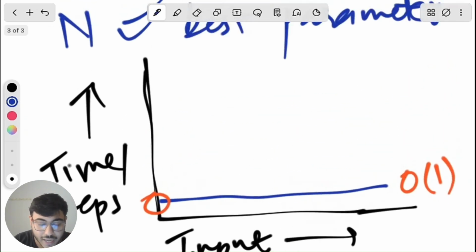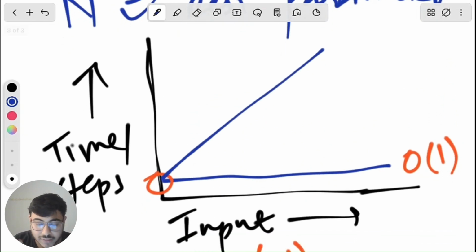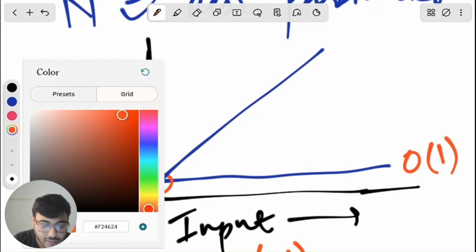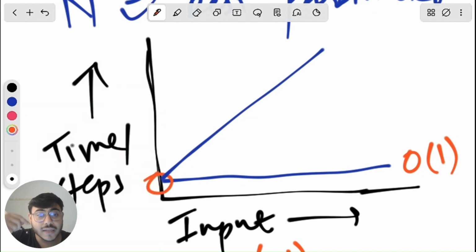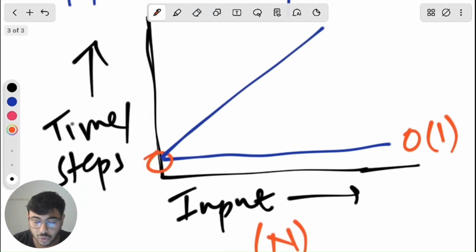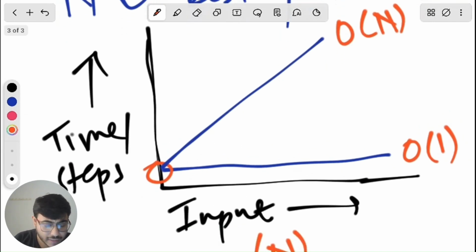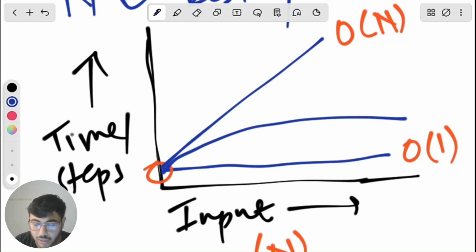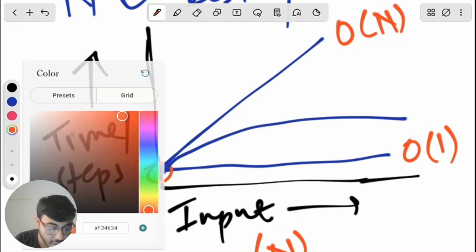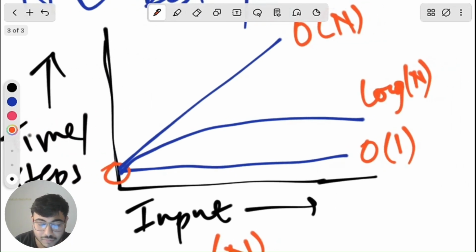Then let's say we have this type of linear graph. What is this time complexity? We can see that our runtime increases linearly with the number of steps. This means that when the number of steps increases by one, the runtime also increases. So we can write this as order n. Then we have this, which might be log x. We can see that it is between order one and order n.